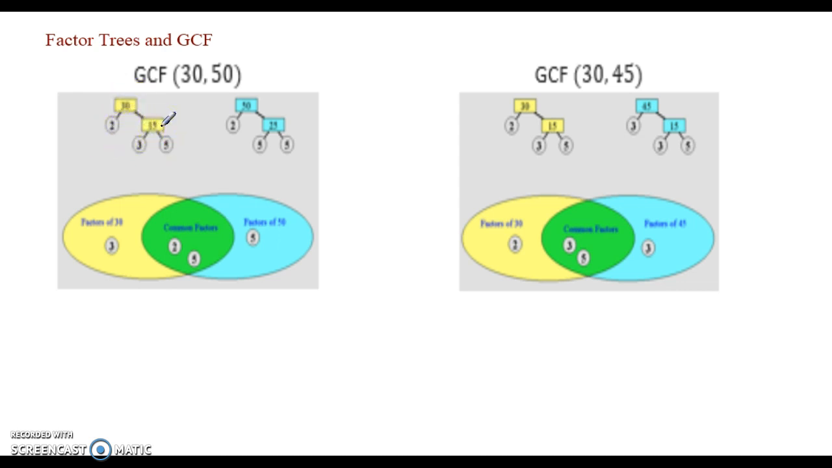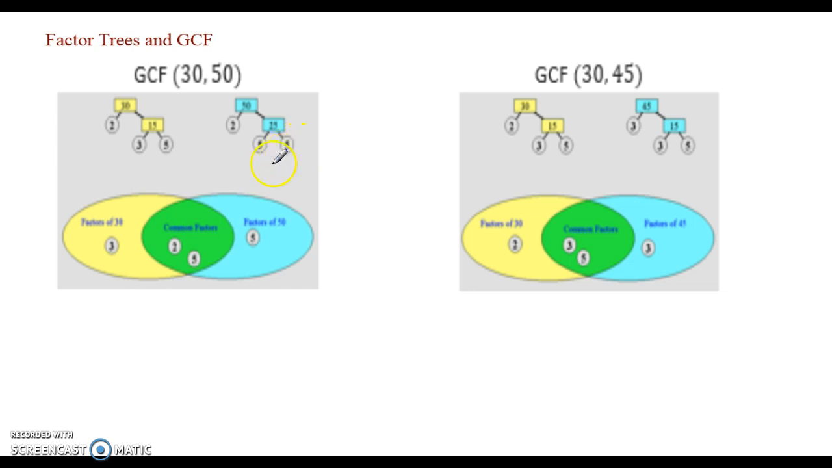Since 15 is a composite number, I'm going to break it down again. And I break it down to 3 and 5. Next, I'm going to make my factor tree for 50. So I start by breaking it down 2 and 25, and then 5 and 5.